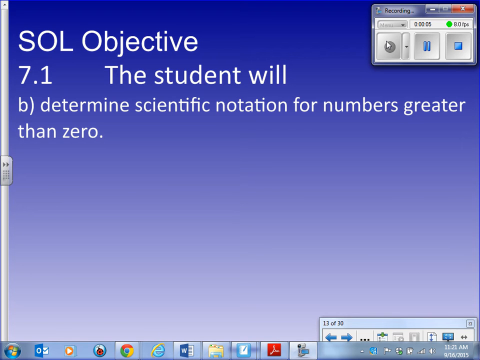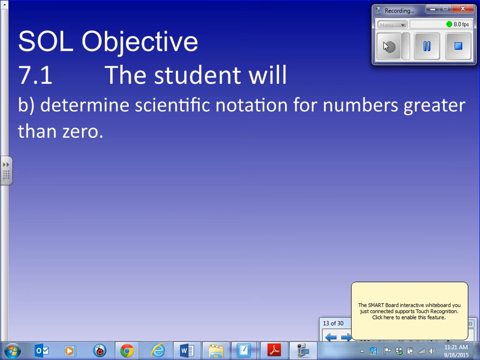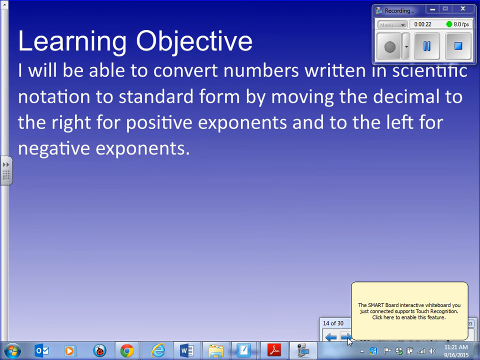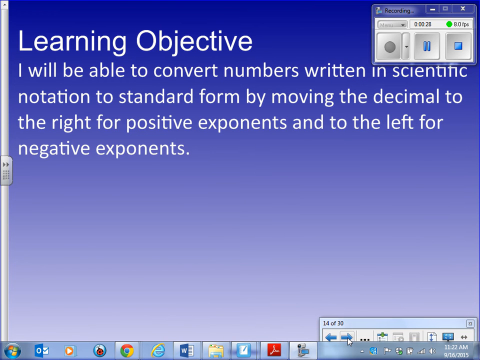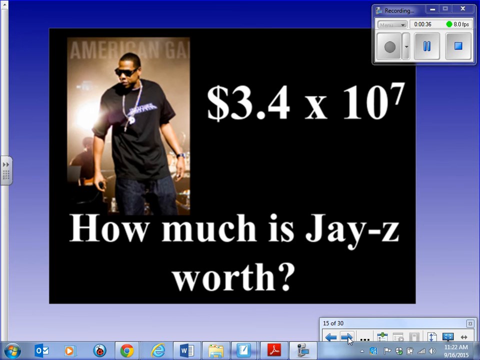The SOL objective for today is that the student will determine scientific notation for numbers greater than 0. At the end of this video, you should be able to say that you can convert numbers written in scientific notation to standard form by moving the decimal to the right for positive exponents and to the left for negative exponents.